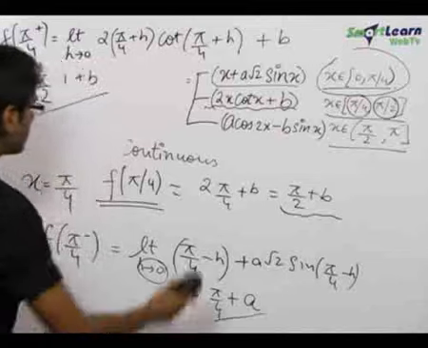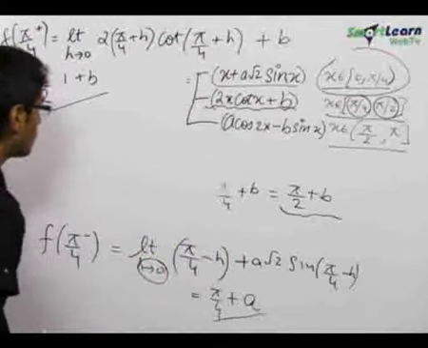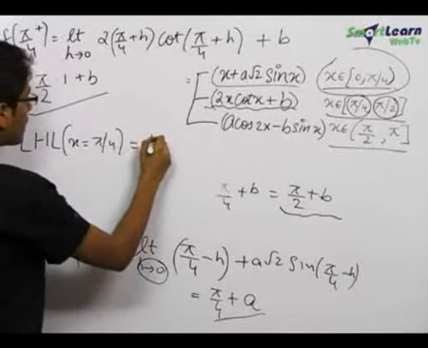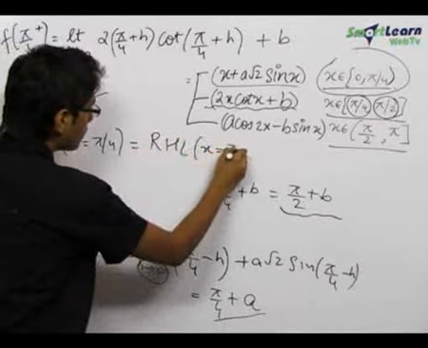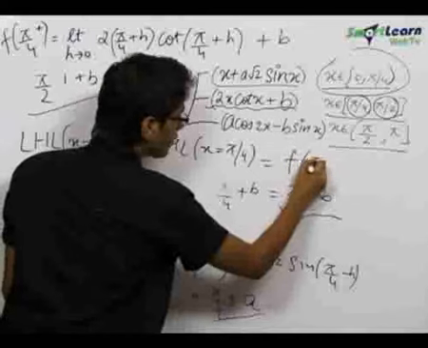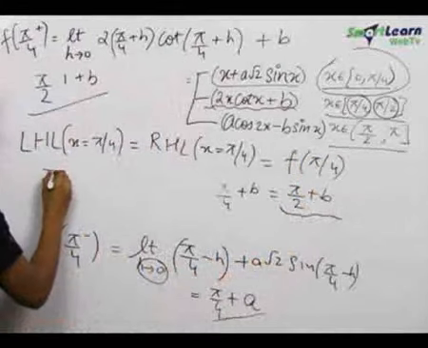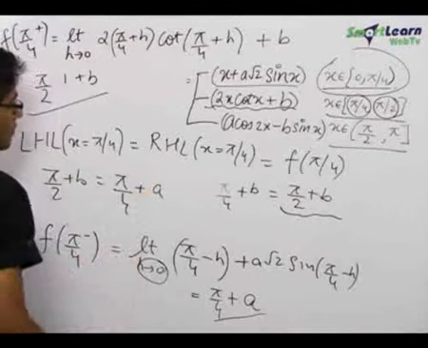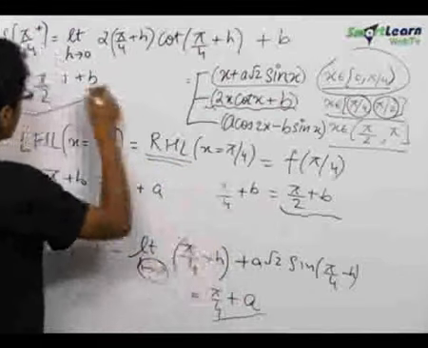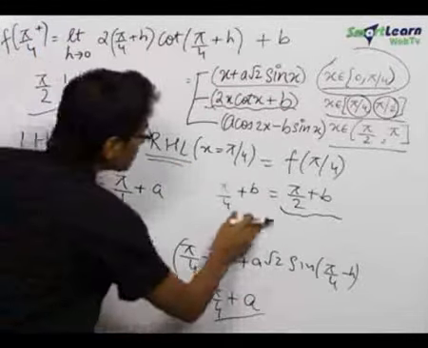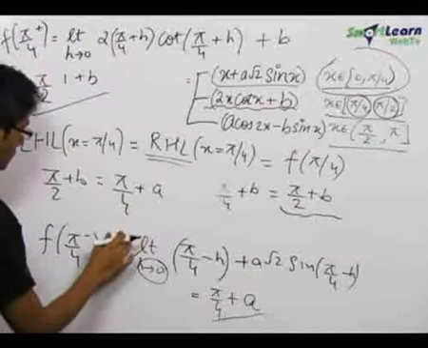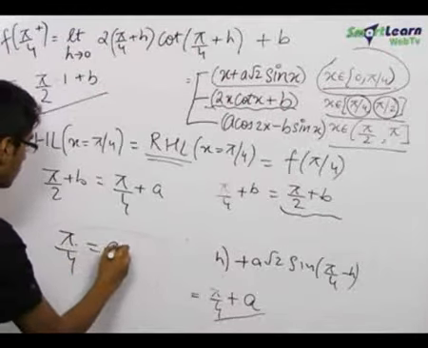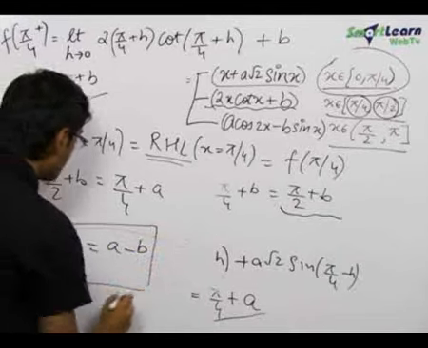So for the function to be continuous at x equals pi by 4, the left hand limit at x equals pi by 4 should be equal to the right hand limit at x equals pi by 4 should be equal to the function's value at x equals pi by 4. So pi by 2 plus b should be equal to pi by 4 plus a, and we can easily see that the right hand limit at x equals pi by 4 is already equal to the function's value at x equals pi by 4. So here we get pi by 4 is equal to a minus b. This is the first equation.